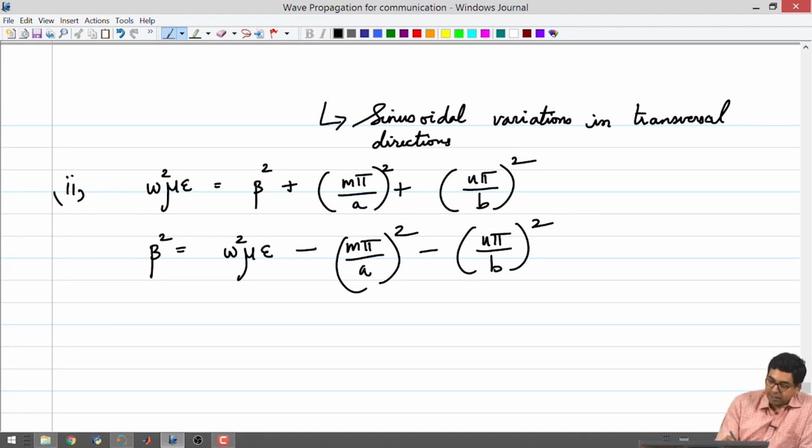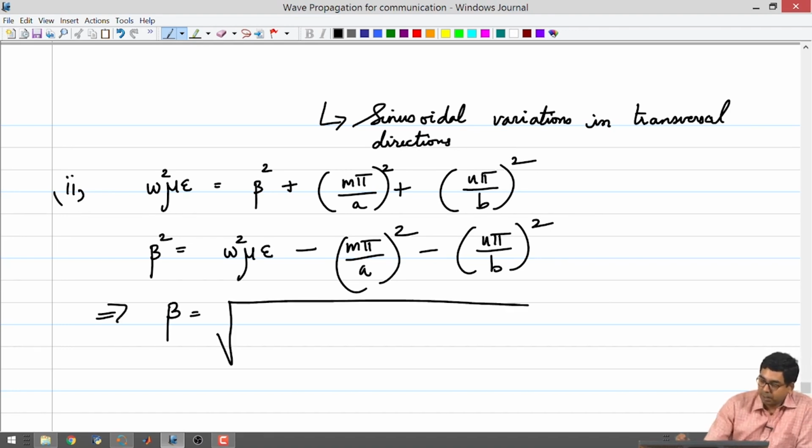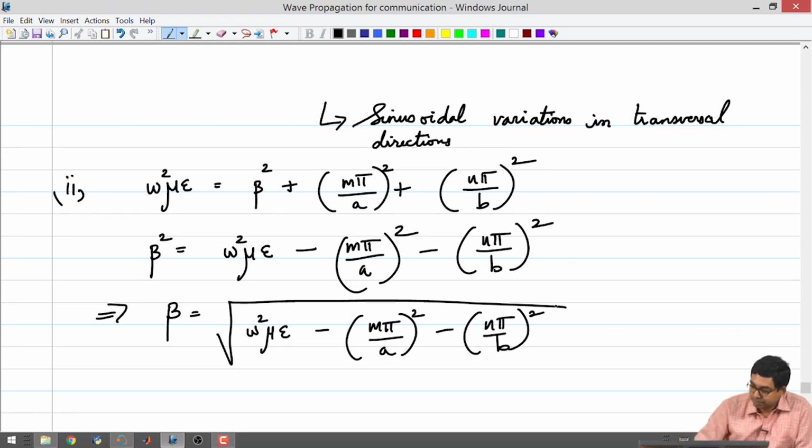And I can write that this implies I can take the square root on both sides. So, beta will be the square root of this entire term, so it is omega square mu epsilon minus... just a rearrangement and taking a square root, and I can also make a similar analysis to what I did with my parallel plate waveguide.